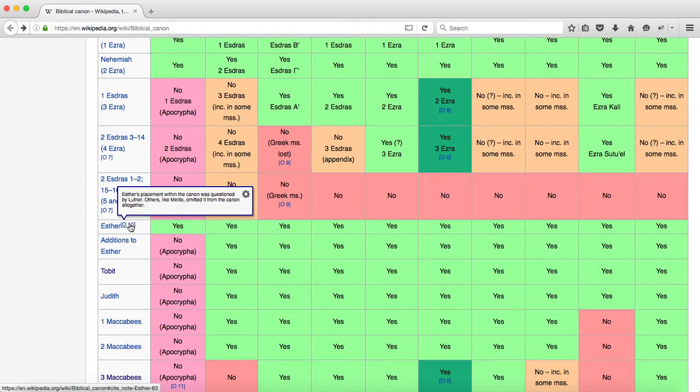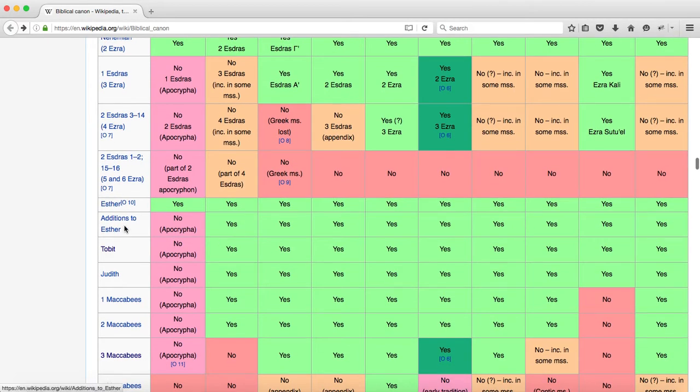Luther, as it points out in this footnote, also Melito, omitted them from the canon. Well, Melito did. He omitted it. Luther questioned whether it should be in the canon. But look, additions to Esther. This is actually a misleading name. It's that there were two ancient versions of Esther. There was a short version and a long version.